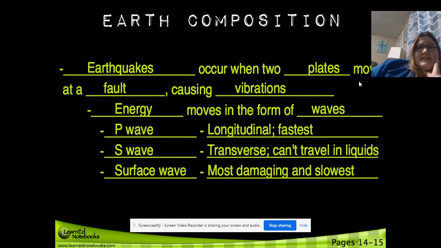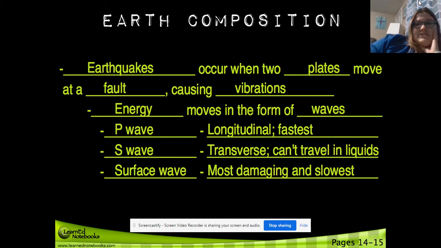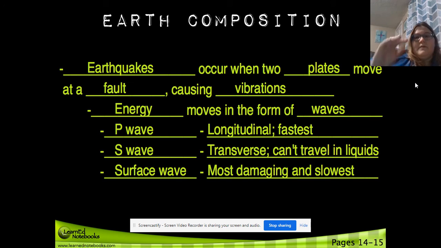Earthquakes occur when 2 plates move past each other at a fault, causing vibrations. So they're moving, they're trying to slide like this, and they're pushing and pushing and pushing, and finally just a little bit gives and it releases vibrations in all directions. They move in the form of waves.